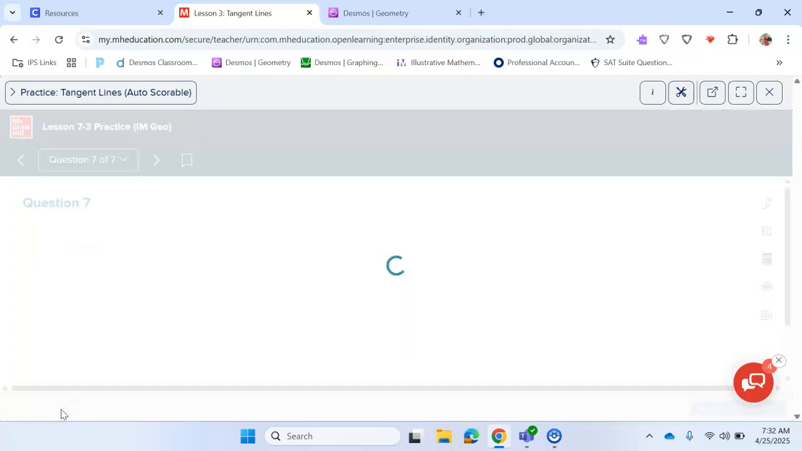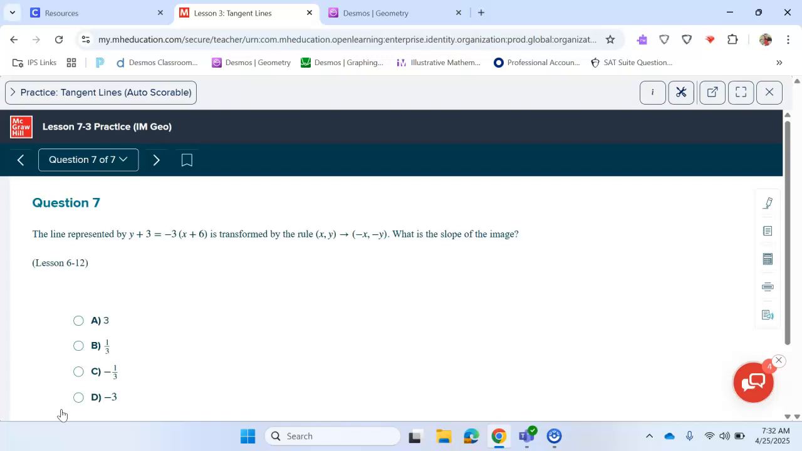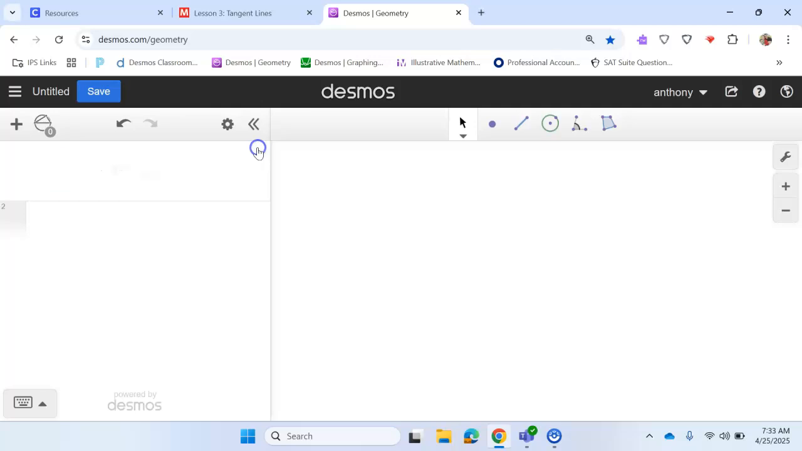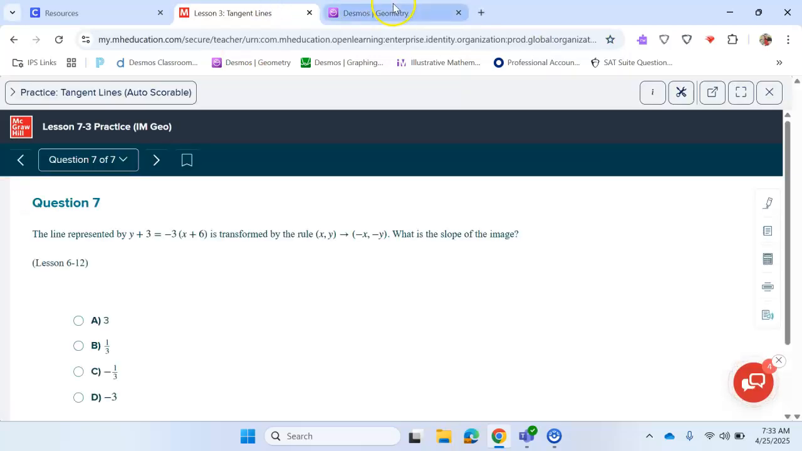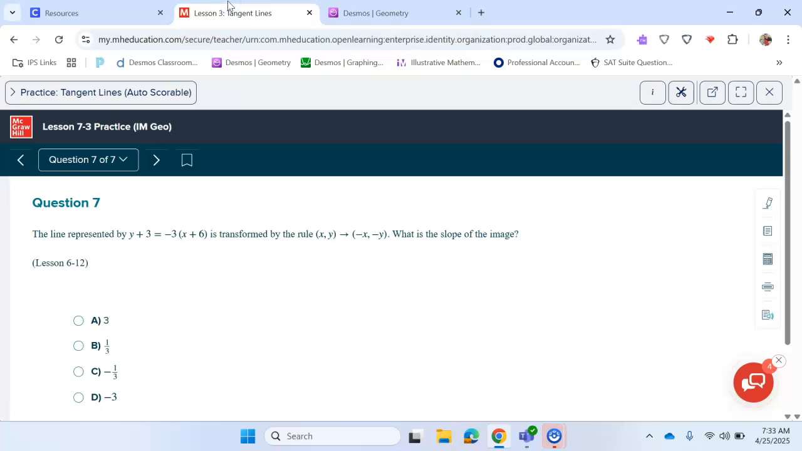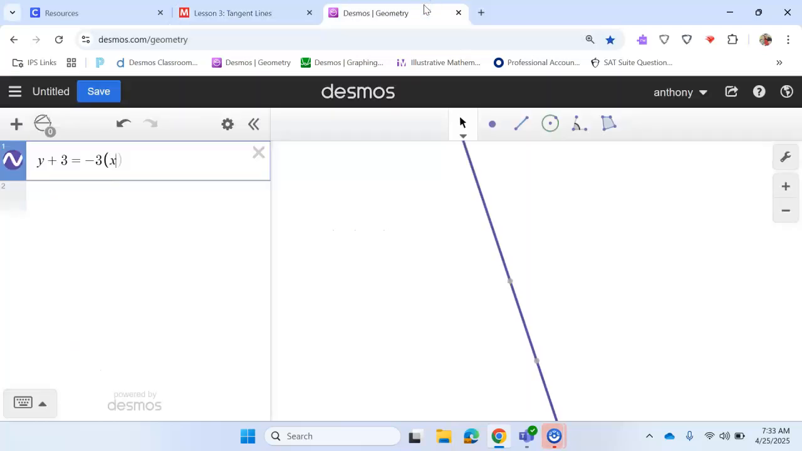Question 7. The line represented by y plus 3 equals negative 3 times x plus 6 is transformed by the rule x, y goes to negative x, negative y. What is the slope of the image? All right, let's go ahead and type that. That was y plus 3 equals negative 3 times x plus 6.